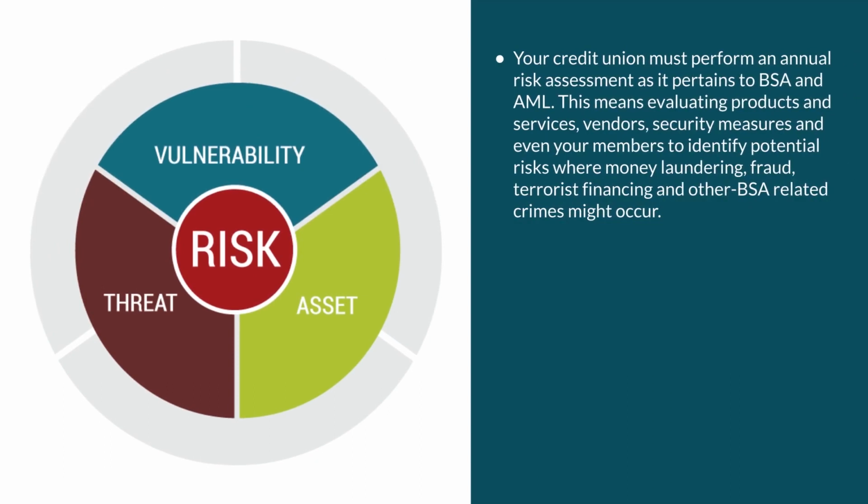Finally, your credit union must perform an annual risk assessment as it pertains to BSA and AML. This means evaluating products and services, vendors, security measures, and even your members to identify potential risks where money laundering, fraud, terrorist financing, and other BSA-related crimes might occur.